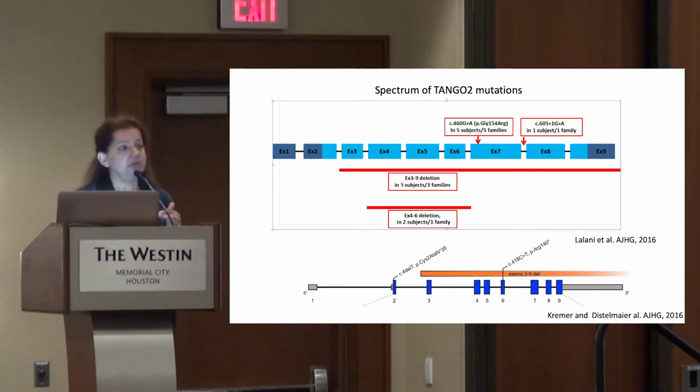In this same year, Dr. Distel-Meyer's group published the study on their families with TANGO2, and they found the deletion, which is the common one from exon 3 to 9, but they also had these small misspellings here and there. So genetics is complex. A change can be benign, not cause problems in TANGO2, but a change can be really disease-causing. At least we know that these mutations that have been published, they cause problems.